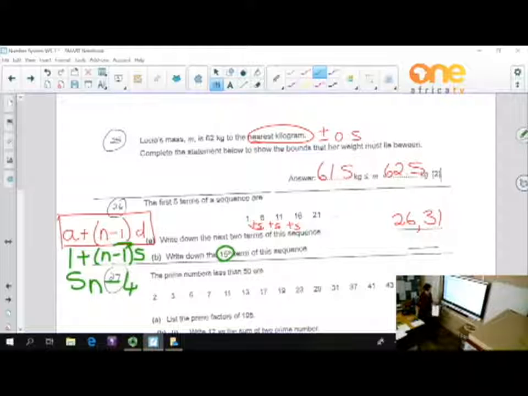we can just do that on the calculator. So it is then 5 times 15 minus 4, which is equal to 71. So the answer there is 71.